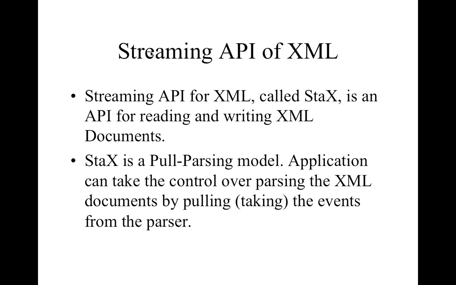What is the streaming API? Streaming API for XML, called StAX, is an API for reading and writing XML documents. StAX is a pull parsing model. It means the application takes control over parsing the XML document by pulling the events from the parser. Okay, that means pull parsing. It is similar to SAX, but a little more advanced, in that the application can take over the control, and it can pull whichever event it wants from the parser.